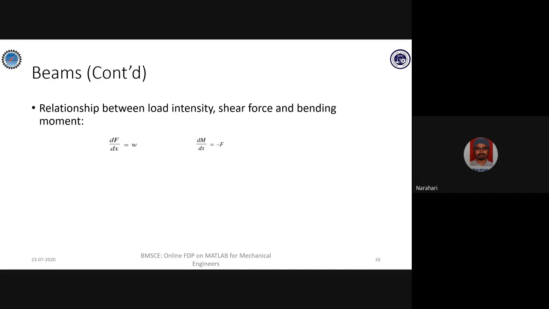And we know a very famous relationship between the load intensity, shear force, and bending moment. So dF by dx is given as W, where W is the load intensity. dM by dx is given as minus F. It depends. In some of the literature you'll find dF by dx as minus W and dM by dx as F, and vice versa of what I have shown here. So both ways it is okay. What we are interested in is the absolute relationship between the corresponding terms.